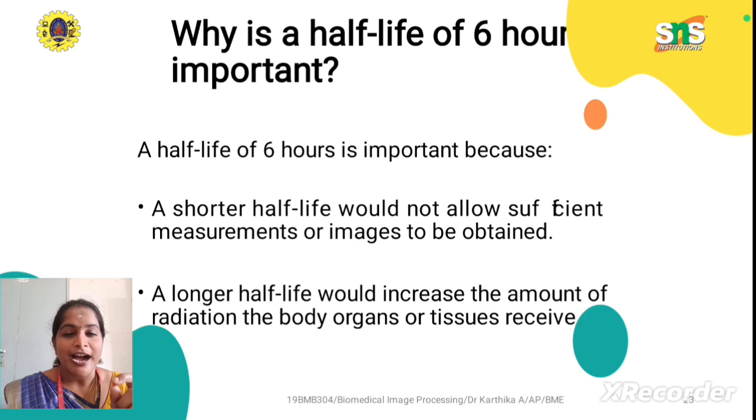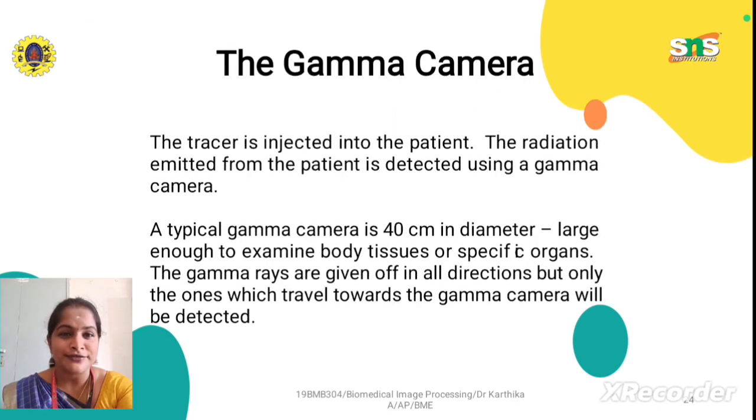A half-life of 6 hours is very important because a shorter half-life would not allow sufficient measurement of images to be obtained, and a longer half-life would increase the amount of radiation the body organs or tissue receive. The tracer is injected into the patient. The radiation emitted from the patient is detected using a gamma camera. Typically a 40 centimeter diameter gamma camera is used.